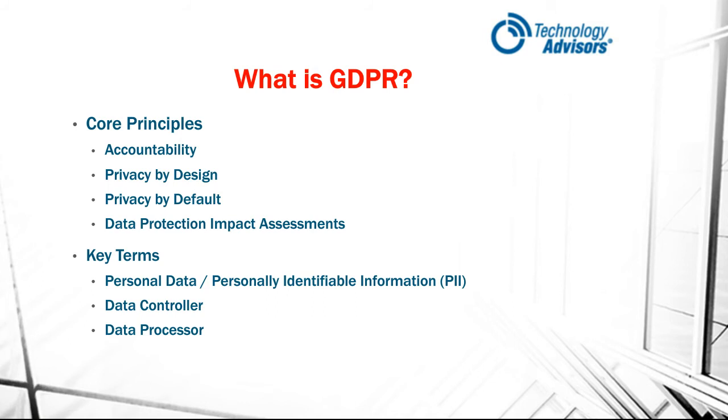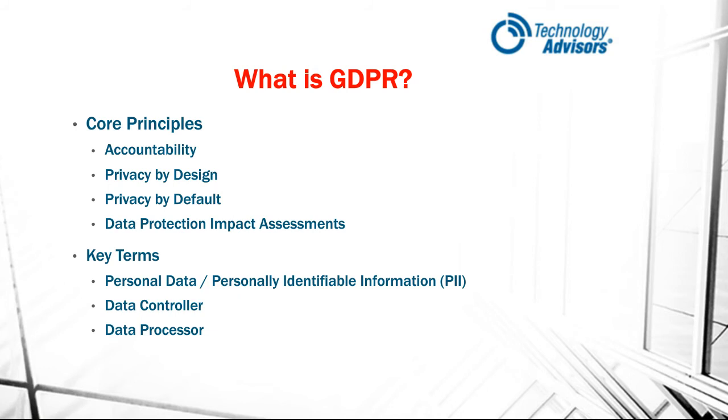A few of the key terms that you'll hear people using when they're discussing GDPR, one is personal data or personally identifiable information, PII. This refers to the data that is covered by GDPR. Personal data from GDPR means any information relating to an identified or identifiable natural person, aka data subject. Someone who can be identified directly or indirectly, in particular by reference to an identifier such as a name, an ID number, location, physical, physiological, genetic, economic, and so on data.